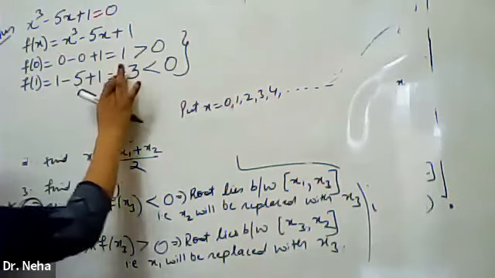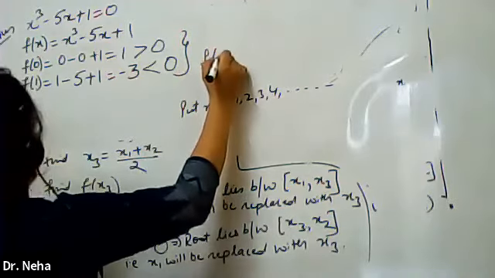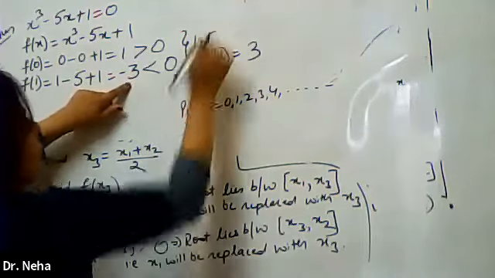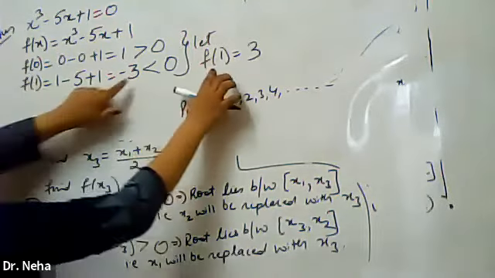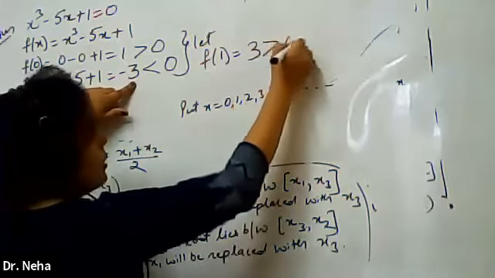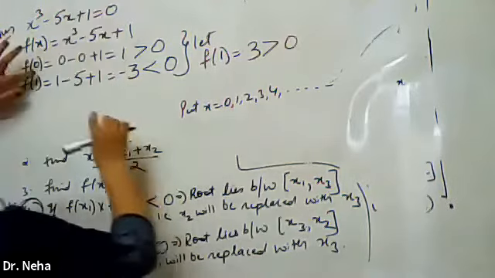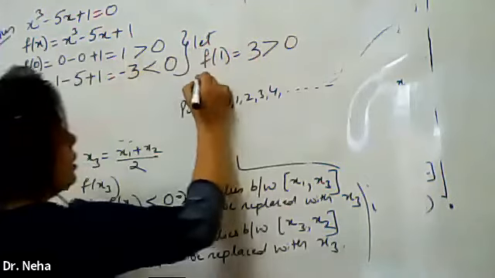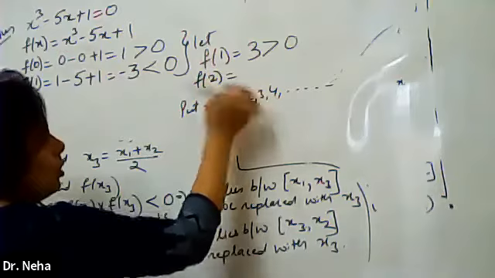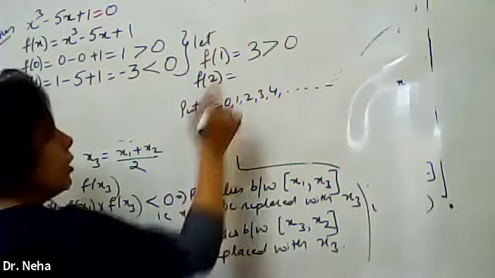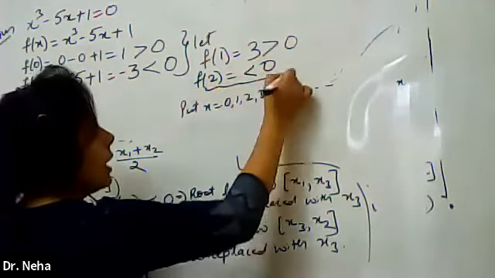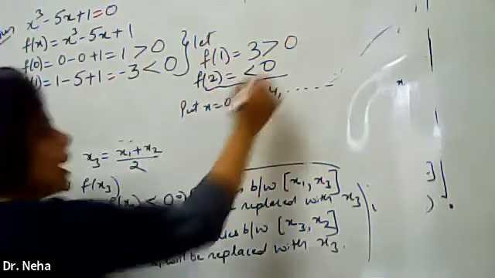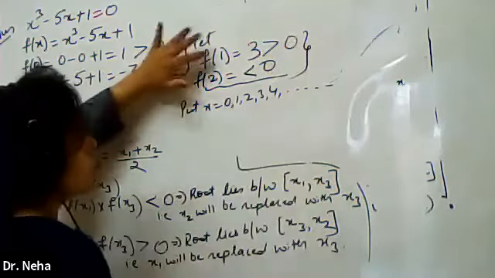Let us suppose the value of the function at 1 equals plus 3. It is again positive. At 0, the value of the function is positive, and at 1 the value is positive. Then we need to put 2, 3, 4. We will continue until we get a negative value. That means we have to consider opposite signs.